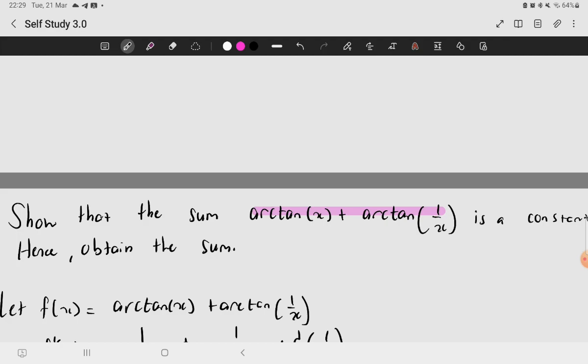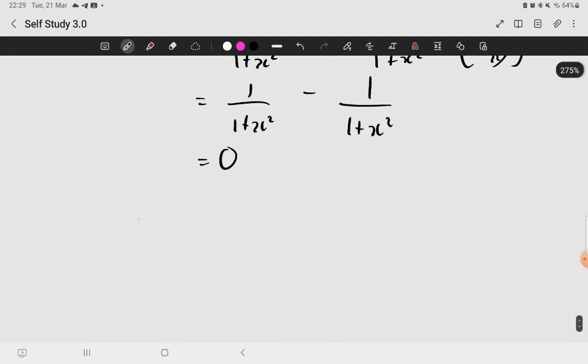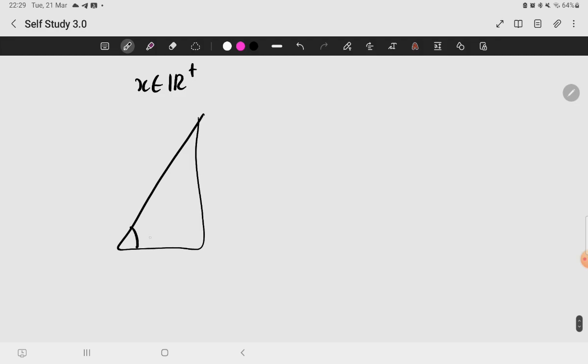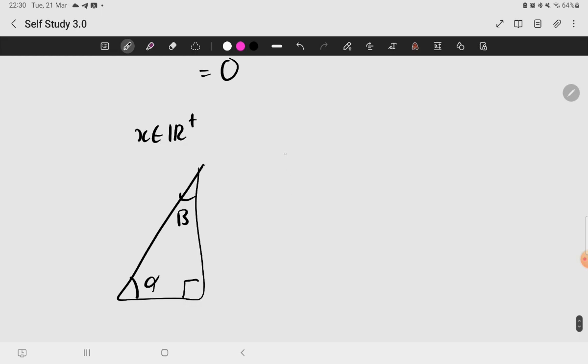I'll be stating that the x values will be the positive real numbers. Okay, therefore we could begin. Now, I'll be drawing a diagram, which is a right angle triangle, and I'll define this angle as alpha, and this angle will be beta, and this will be my right angle. And now, let's say I define tangent alpha will be x.